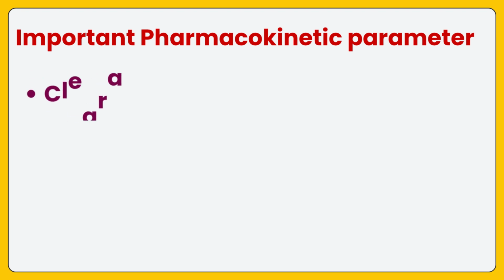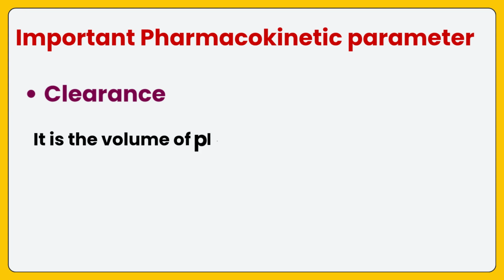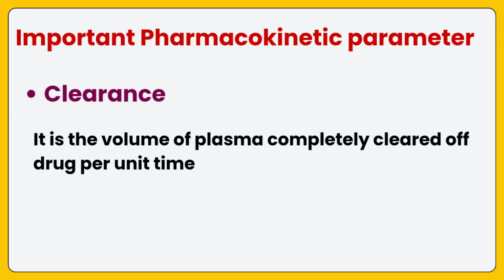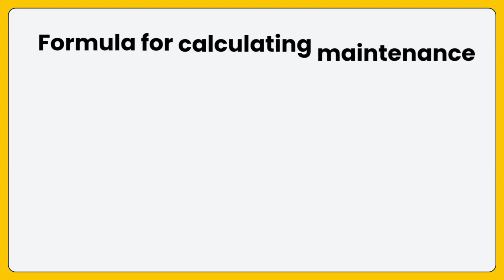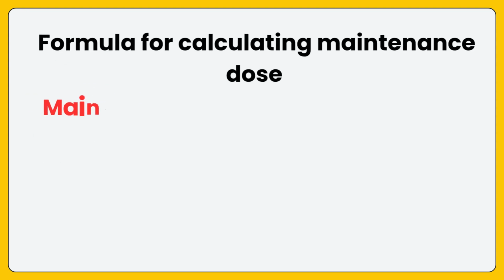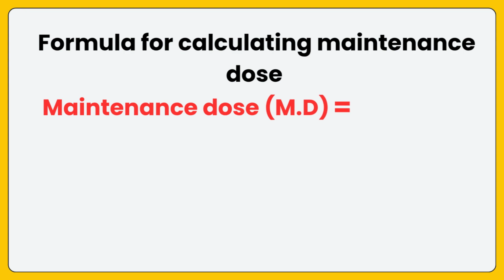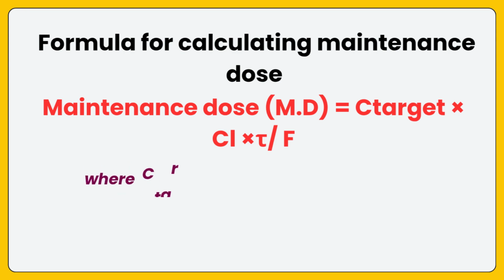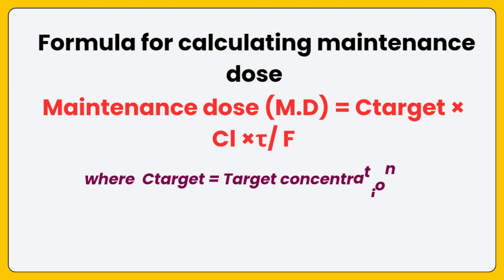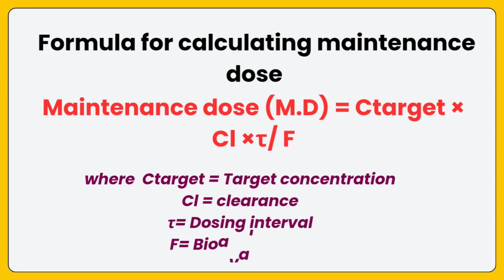For maintenance dose, the important pharmacokinetic parameter is clearance. To recall what clearance is, it is the volume of plasma completely cleared of drug per unit time. The formula for calculating maintenance dose is: maintenance dose is the product of C target, clearance and dosing interval, divided by the bioavailability, where C target equals target concentration, CL equals clearance, tau equals dosing interval, F equals bioavailability.